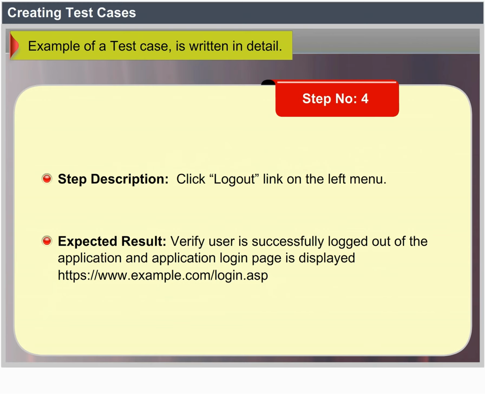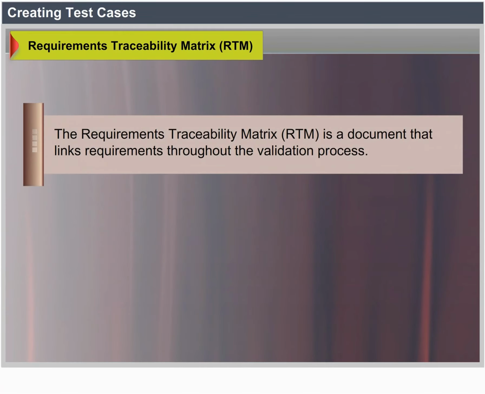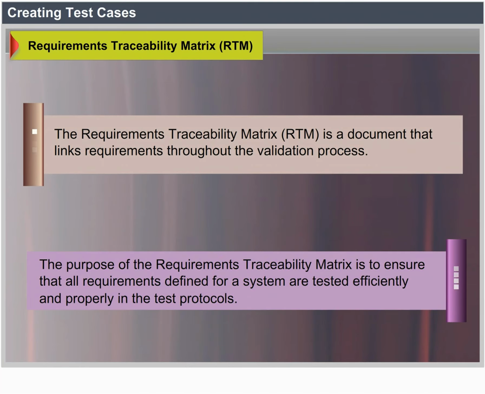Requirements Traceability Matrix (RTM). The Requirements Traceability Matrix is a document that links requirements throughout the validation process. The purpose of the Requirements Traceability Matrix is to ensure that all requirements defined for a system are tested in the test protocols.